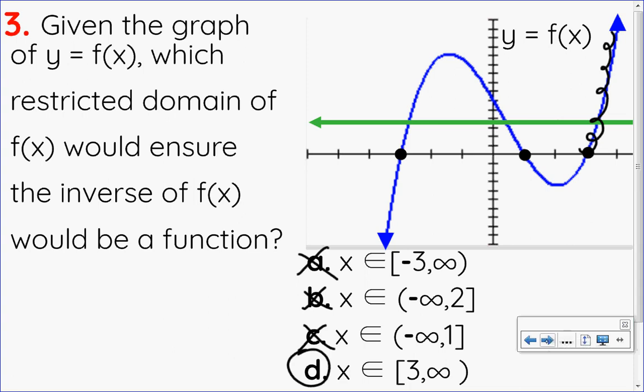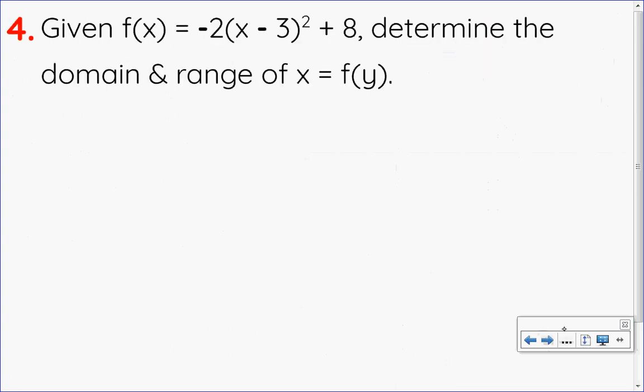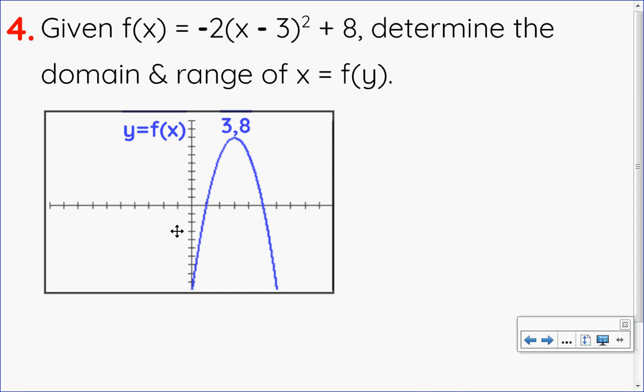Okay, last question, number 4. In this one here, I have a quadratic function, -2 (x minus 3) squared plus 8. I want to determine the domain and range, not of that, but of the inverse. So we don't necessarily have to graph the inverse to know what the domain and range is. We just have to look at the original function. So I know this original function is a parabola that opens down with a vertex of (+3, +8). So let's use interval notation this time.